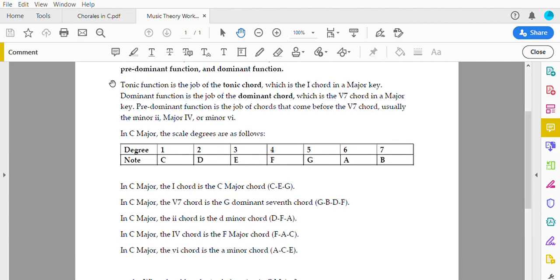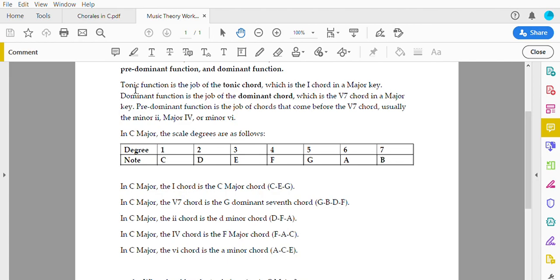Tonic function is the job of the tonic chord, which is the one chord in a major key. You can see down here on our worksheet, I gave you all the scale degrees in C major. The one chord is going to be based off of our first note in the C major scale, which is called the tonic, so its chord is called the tonic. So in C major, the C major chord is going to be our home base. That's where we're going to want to hang out as much as we can. That's where we start our day. That's where we're going to end our day.